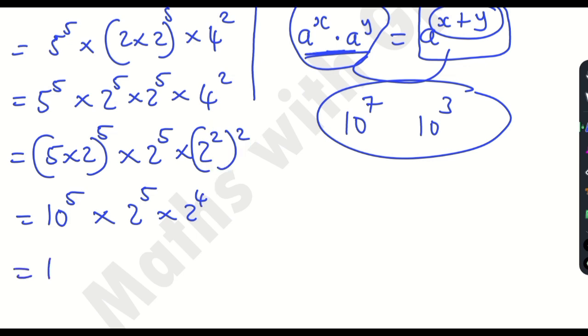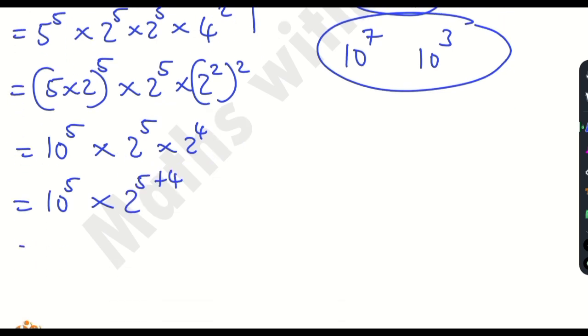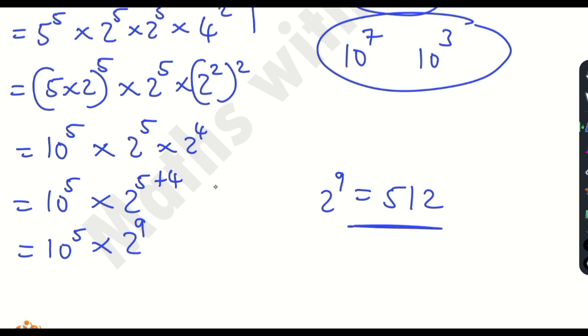Now let's use the law of indices here, which is going to be 2 raised to the power of 5 plus 4. And then this is 10 raised to the power of 5 times 2 raised to the power of what? 5 plus 4 is 9. So what is 2 raised to the power of 9? I think that's easy. That's 512, 2 times 2 times 2 up to 9 times. You get this. So I'm going to write this as 10 raised to the power of 5 times 512.